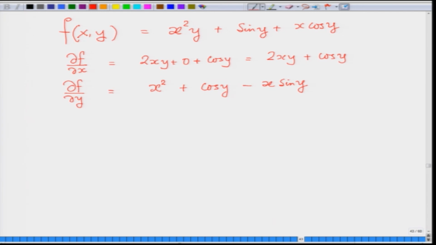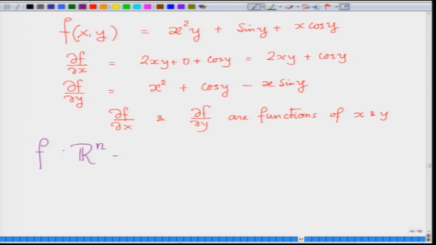You see both del f del x and del f del y are functions of x and y. Now, I am looking at a function of more than one variable. So, now I am looking at f from Rn to R.